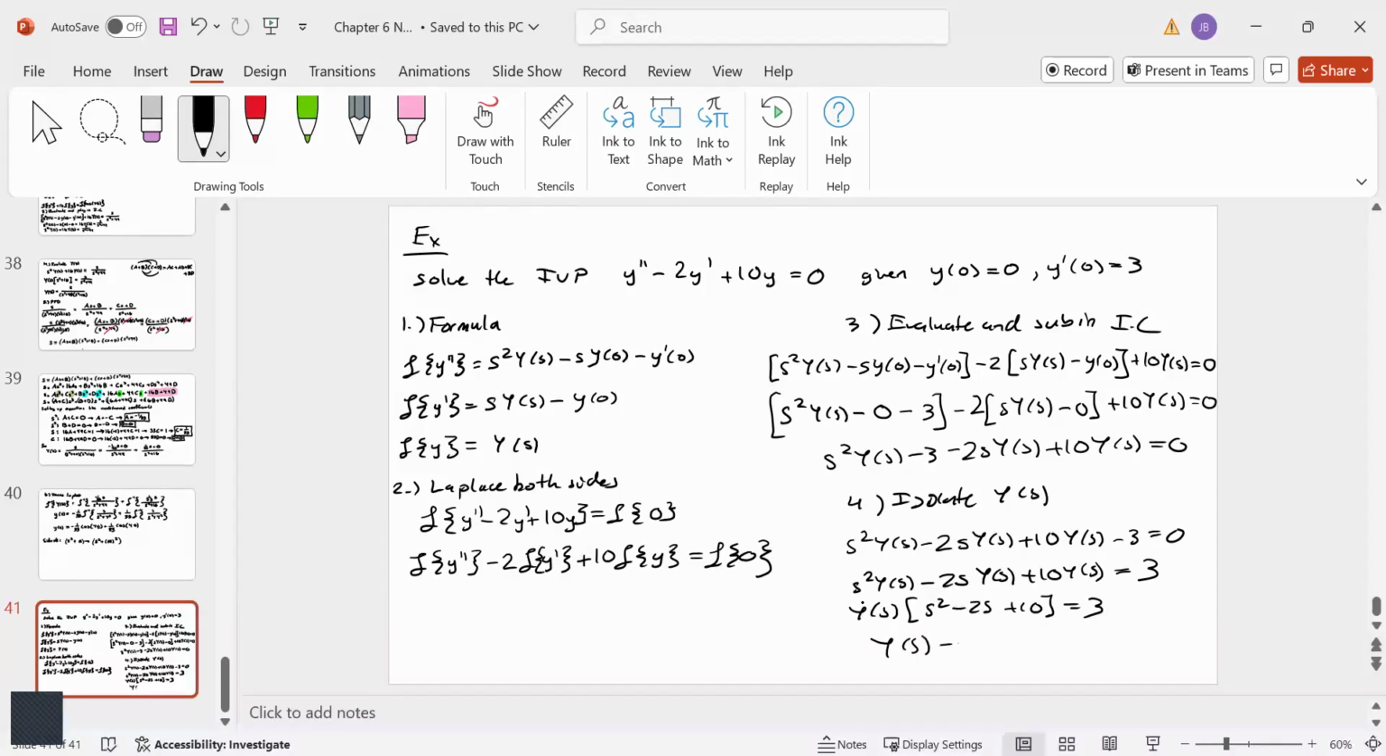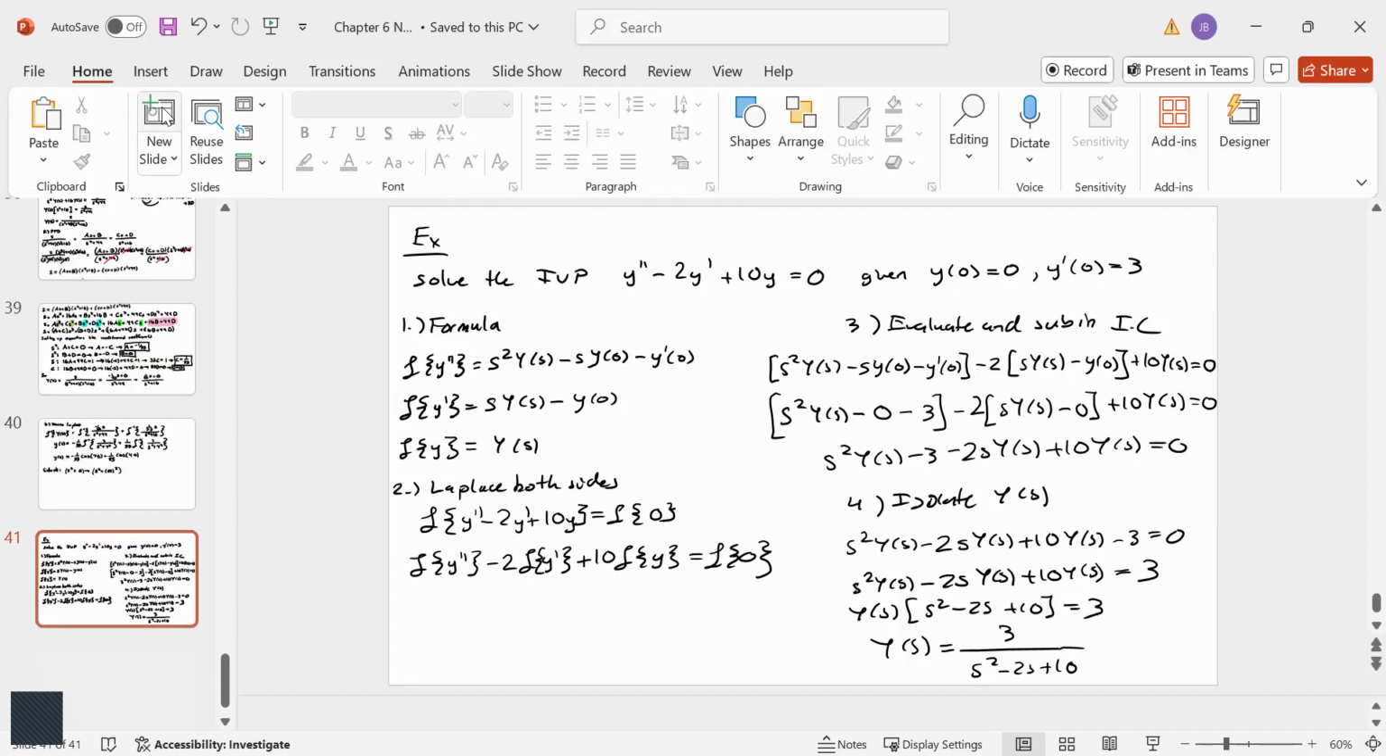And just like that, we have factored out and isolated the y of s term. So it's at this point you would think, okay, I am going to do partial fraction decomposition, because that's kind of the pattern that we've been doing for a while now.